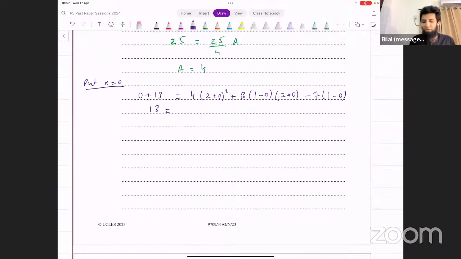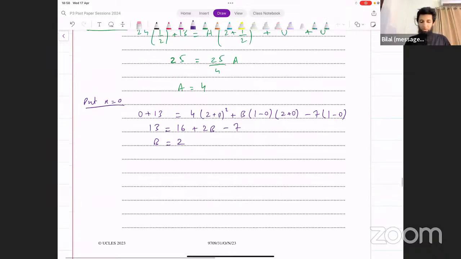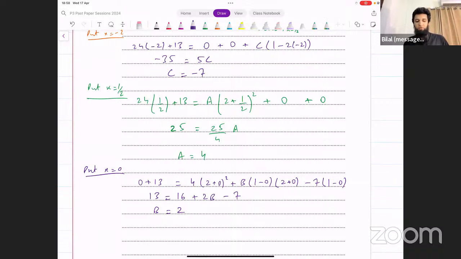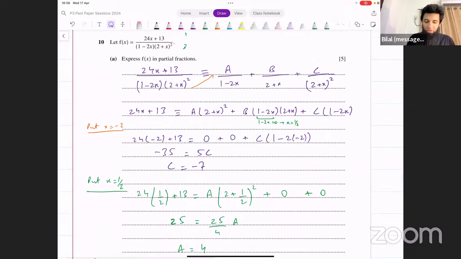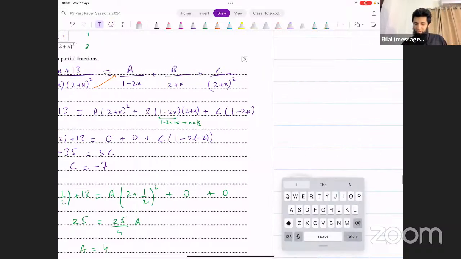13 equals 4 into 2 squared. That's 4 into 4. That's 16. Plus B into 2. That's 2 times B minus 7. And the value of B turns out to be 20 minus 16 divided by 2. That's 4 over 2. The value of B turns out to be 2. Right? So we have the values of A, B, and C. That's what we were looking for. So the partial fractions therefore become these are the partial fractions that we get.